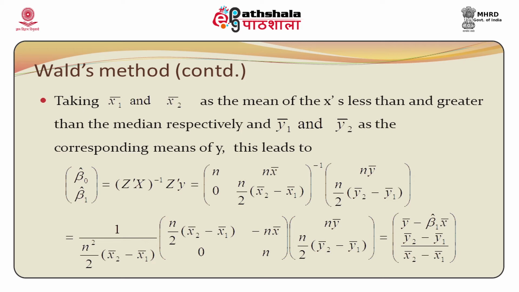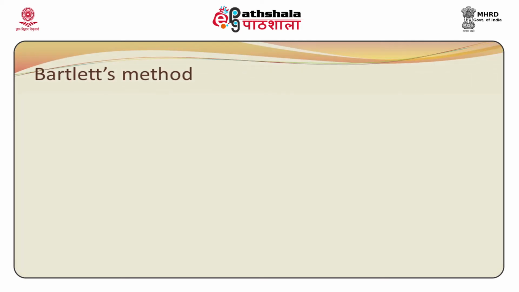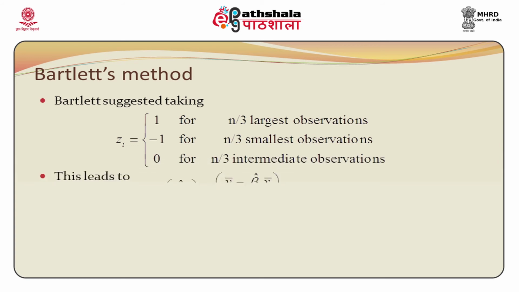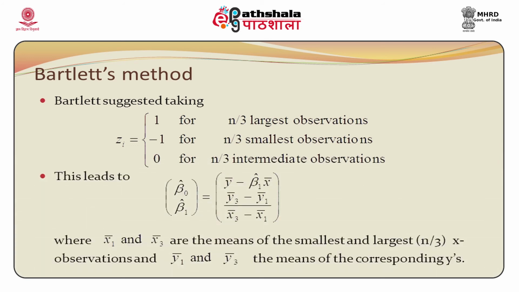Now, after Wald, Bartlett thought of a different method. He said that to get better results, we should be removing the middle observations. So, he took Zi as 1 for the larger values, that is the largest n by 3 values, minus 1 for the smallest n by 3 values, and 0 for the intermediate n by 3 values. It need not be exactly n by 3 because n may not be a multiple of 3.